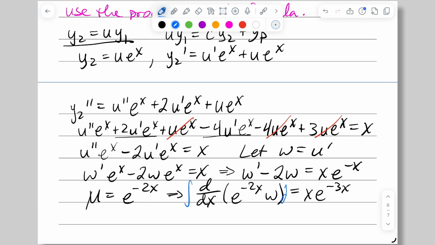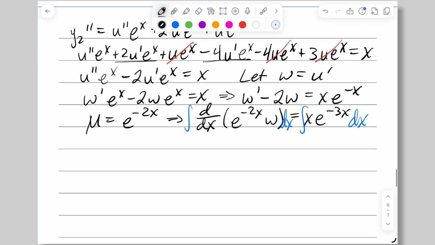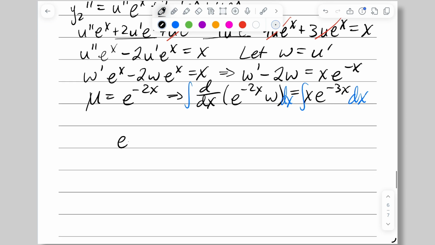We get out of this mess by integrating on both sides with respect to x. The left-hand side pops right out. We got e to the negative 2x times w. The right-hand side requires integration by parts, the result of which you can verify is negative 1/3 x e to the negative 3x minus 1/9 e to the negative 3x plus c.